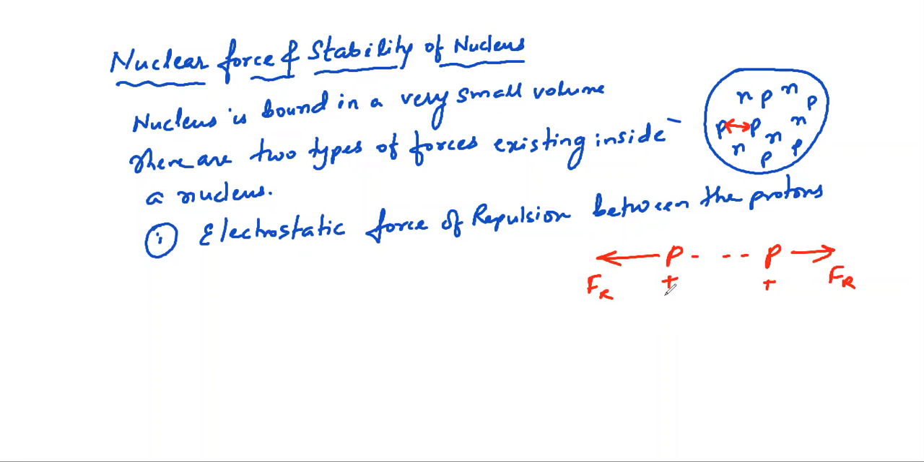So the question arises that if all these protons are repelling each other, then how is the nucleus stable? That is the question. The answer is that apart from the electrostatic force of repulsion, there is also another force, a nuclear force of attraction.